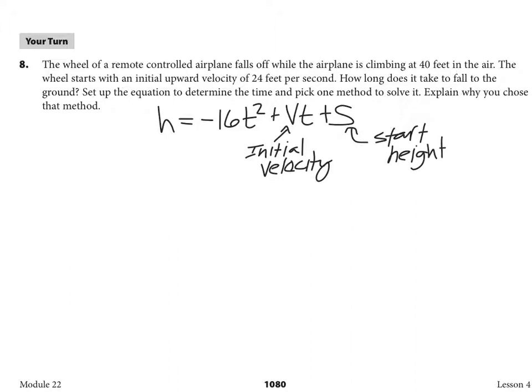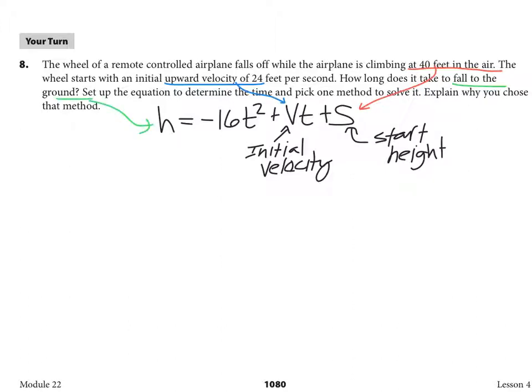Okay. So the wheel of a remote-controlled airplane falls off while the airplane is climbing at 40 feet in the air. So there's our s. The wheel starts with an initial upward velocity of 24, up being the positive direction, so v is positive. And then it says, how long does it take to fall to the ground?